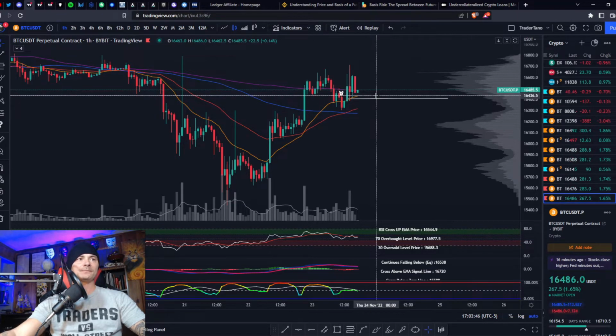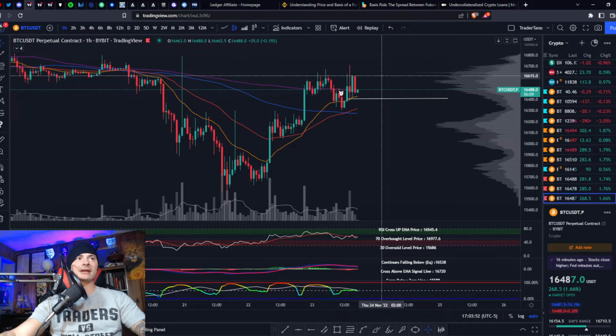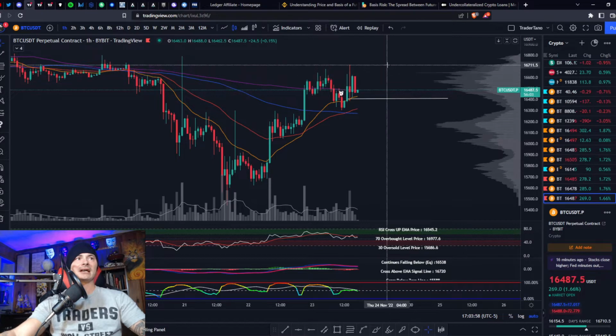All right, so if we do hit the 21 and continue to the upside, or continue to the upside from here and break this last high on a 1 hour closure at 16,600, 16,700 is the level we need to get above. If we can break that on a 1 hour closure, I think 18K is in the cards.